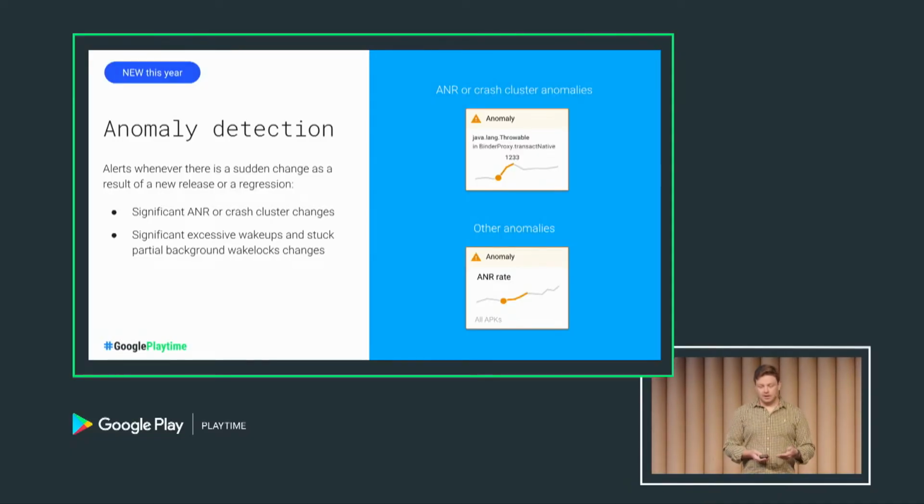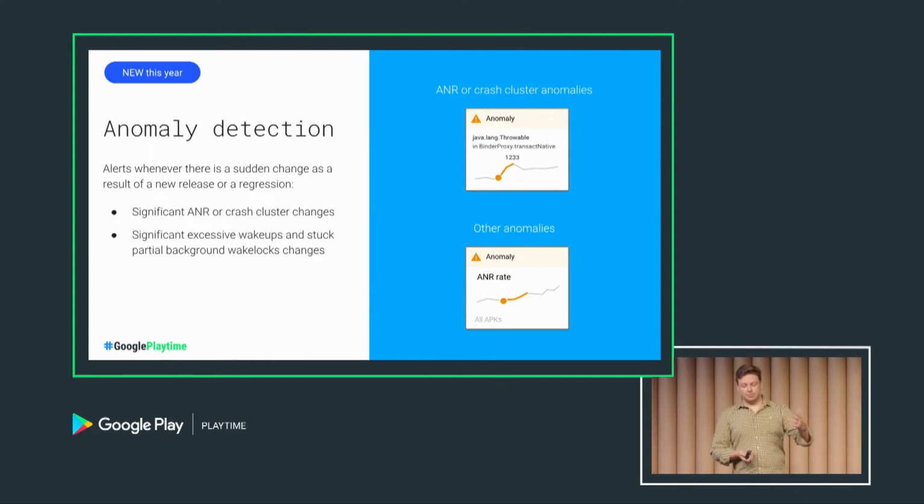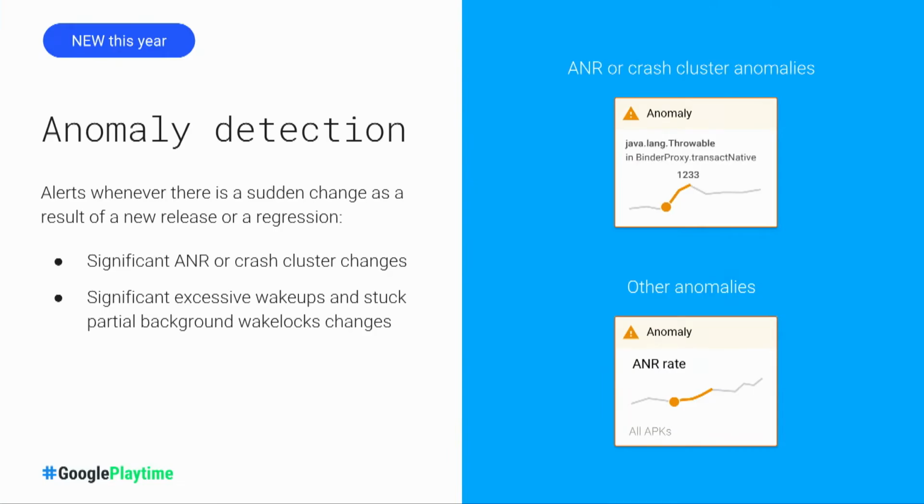We also added Anomaly Detection. Now, this is really, really powerful. This will send you an alert when any of your metrics, or excuse me, 4 of your metrics, app not responding, crash, excessive wake up, and partial background wake clocks, start trending upwards, or perhaps even when they're spiking. Maybe you've done a new release, or you've enabled a new feature server-side or something, and all of a sudden your crash rate goes through the roof. This will send you an alert so that you can take action on that as soon as you possibly can.